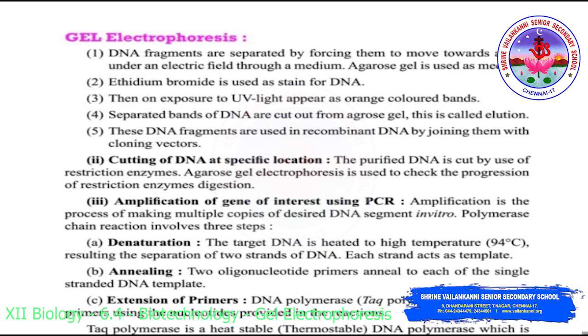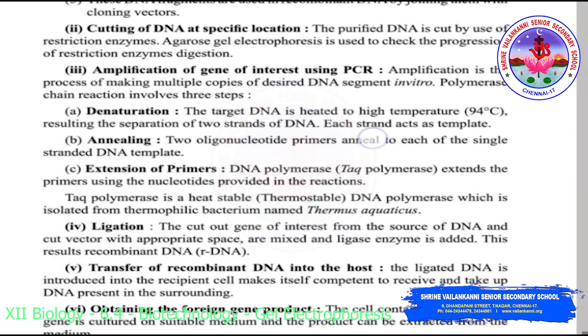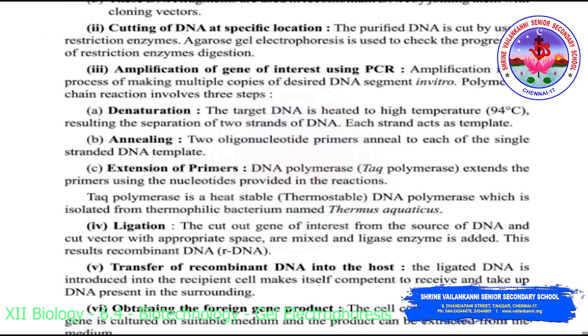Next is the cutting of DNA at specific locations. The purified DNA is cut by the use of restriction enzymes that act as molecular scissors. Agarose gel electrophoresis is used to check the progression of restriction enzyme digestion. The next procedure is amplification of the gene of interest using PCR, polymerase chain reaction. Amplification is the process of making multiple copies of the desired DNA segment in vitro.